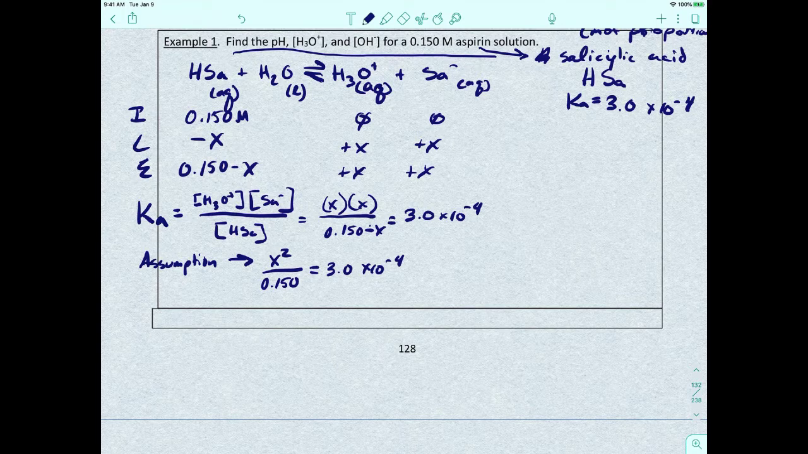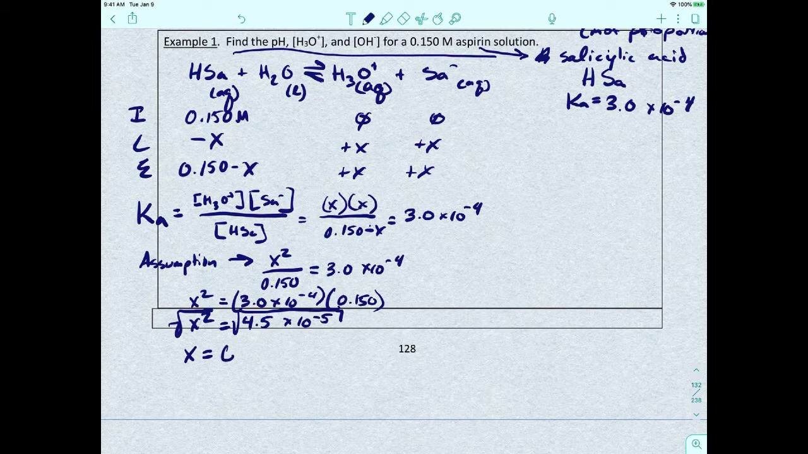I want to get X by itself, so I'm going to multiply both sides by 0.150. So X squared is equal to 3.0 times 10 to the minus fourth times 0.150, or X squared is equal to 4.5 times 10 to the minus fifth. Now if I take the square root of both sides, we get that X is equal to 6.7 times 10 to the minus third. So that's our X value.